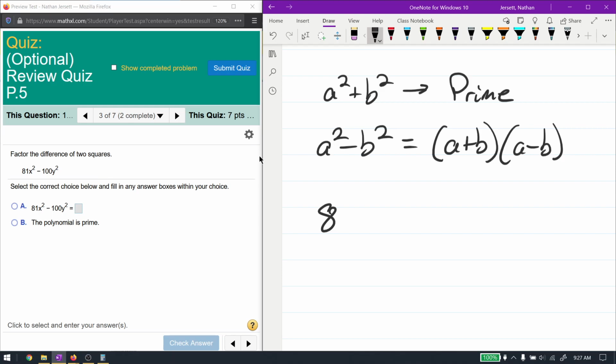So we have 81x squared minus 100y squared. Now, all we have to do is figure out what is our a and what is our b. So the a is the first thing being squared.